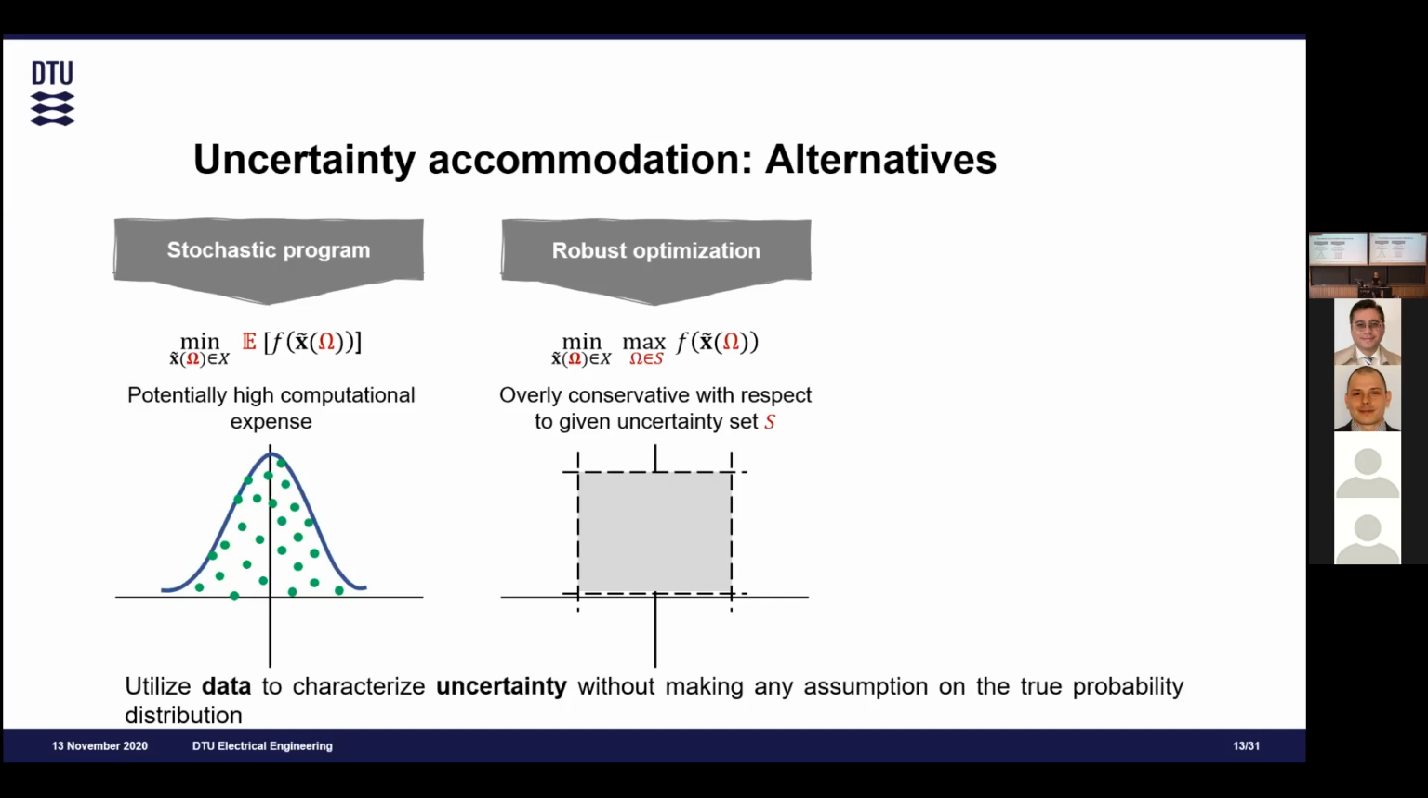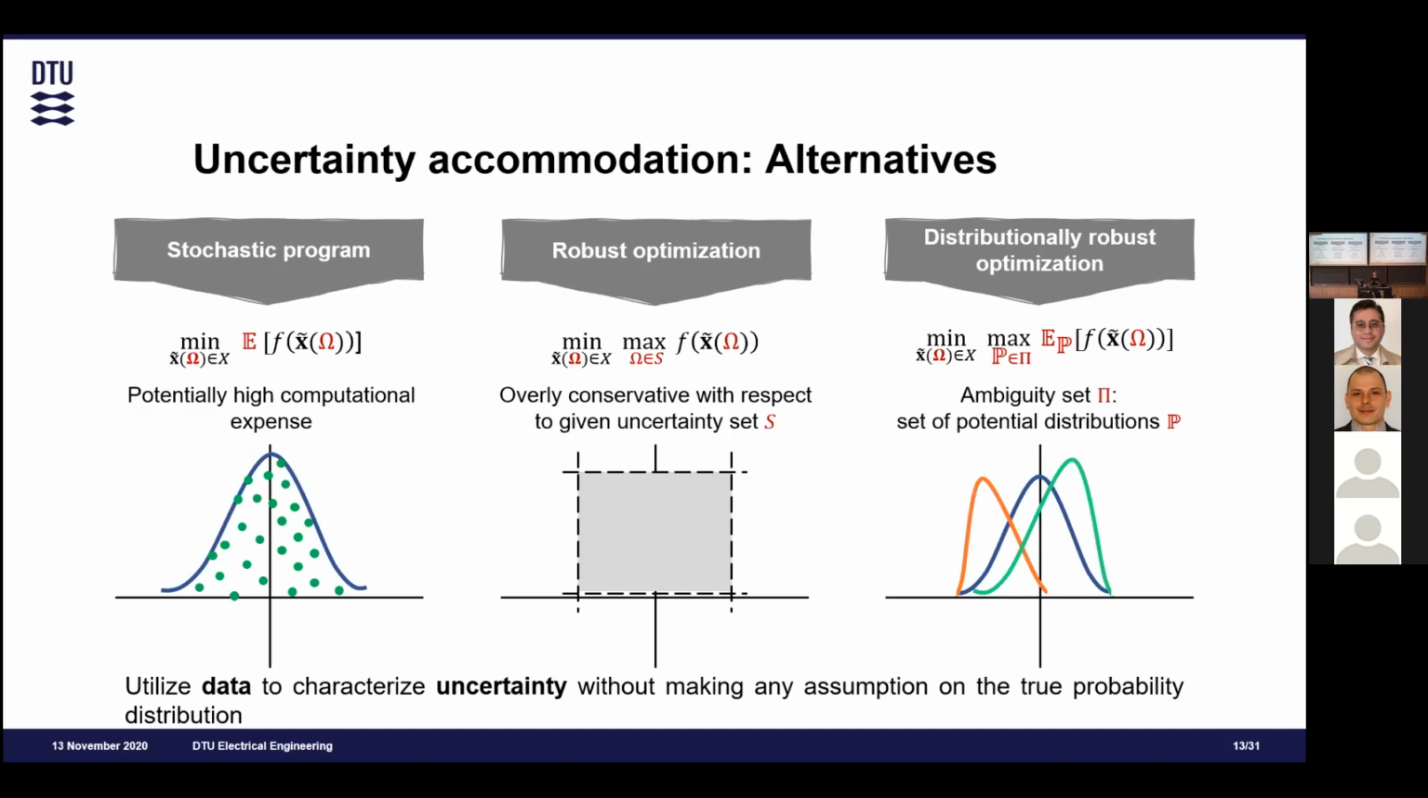And since the true distribution of uncertainty is not known, uncertainty should be modeled in a data-driven way. So we want to utilize data to characterize uncertainty without having to make strong assumptions on the true probability distribution. And we propose to use distribution robust optimization. And here what we do is we take available historical data, our training samples, and then instead of constructing a single distribution that could approximate our data, what we do is we construct a whole family of distributions that can all explain the data that we see. We call this set pi, the ambiguity set, and distribution robust optimization now optimizes in expectation against the worst case distribution in this ambiguity set.